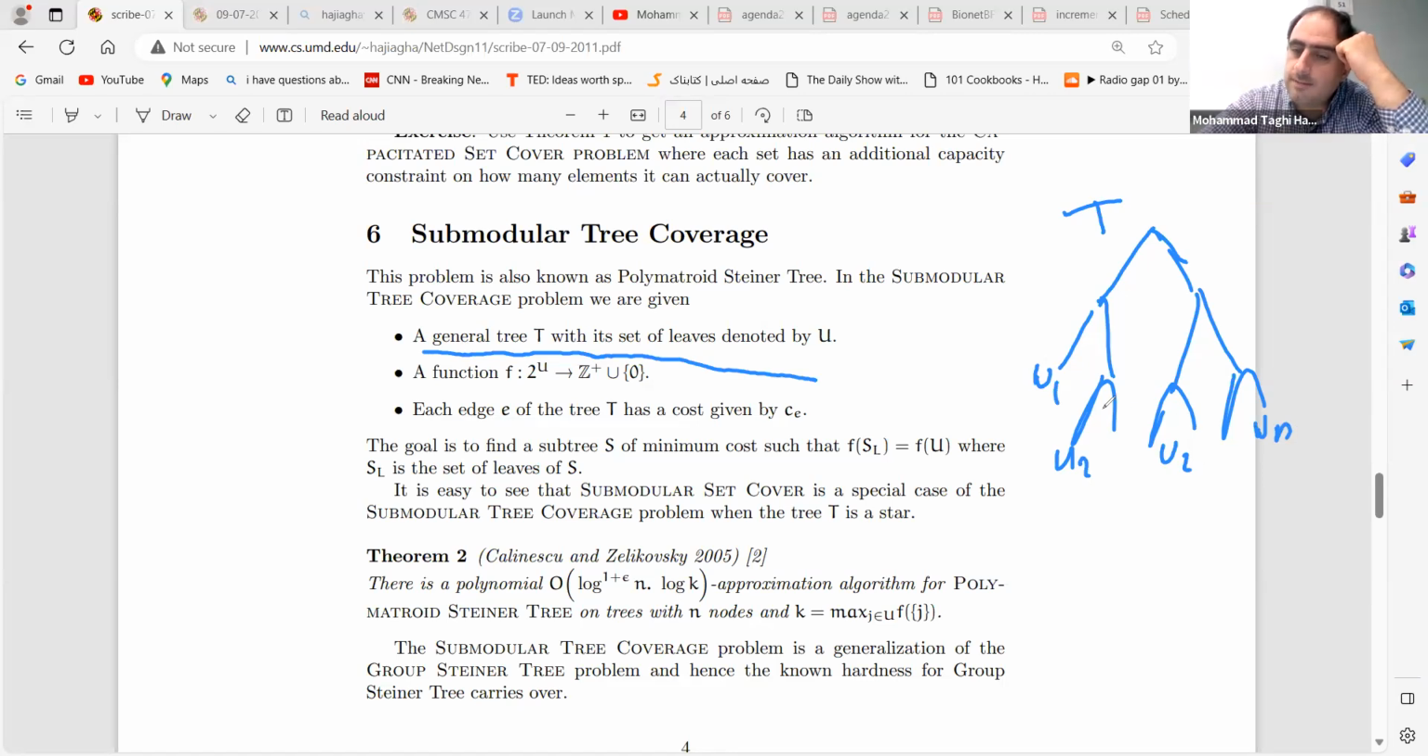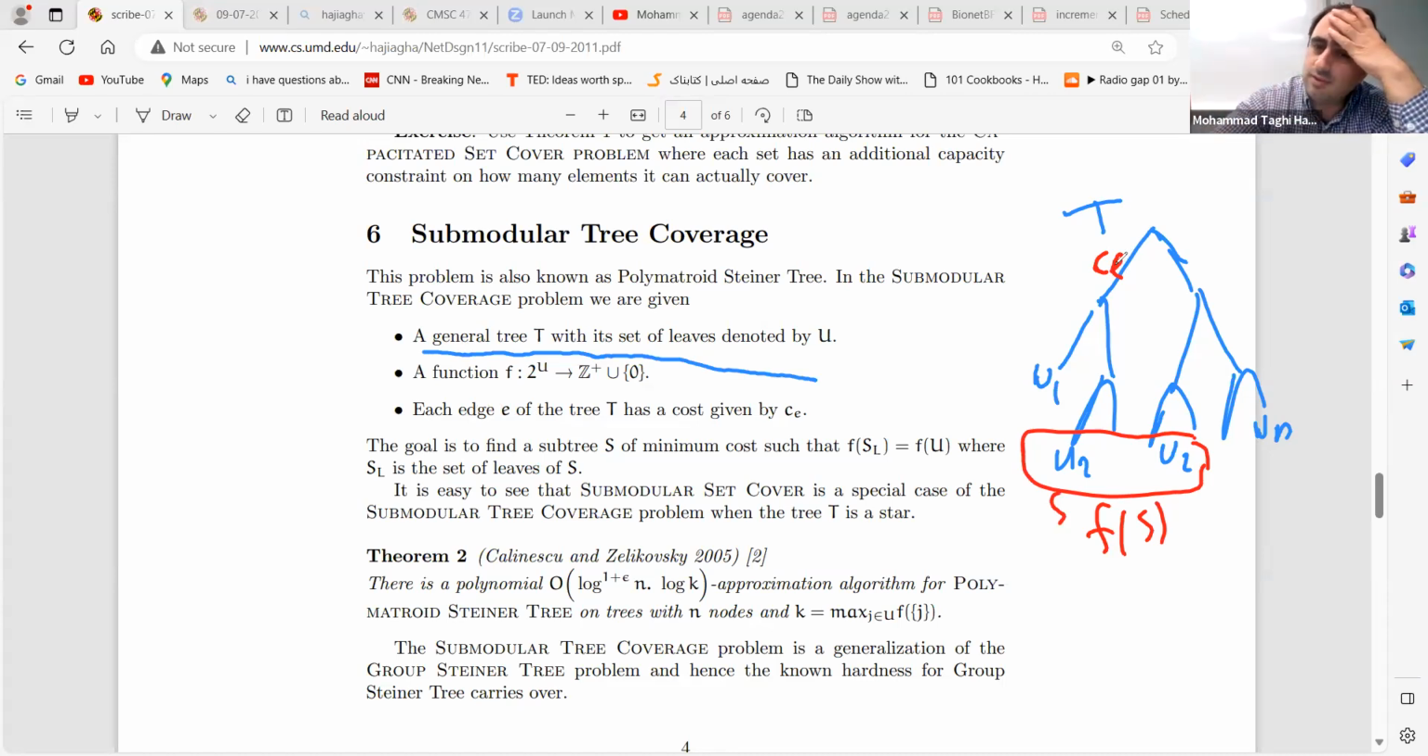So a function f is defined. For any subset of these guys, you can define the f of this guy, f of this. Now, each edge E of this tree also has a cost C. This is edge E. It has cost C.